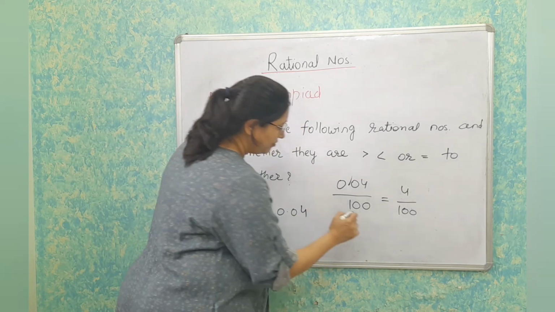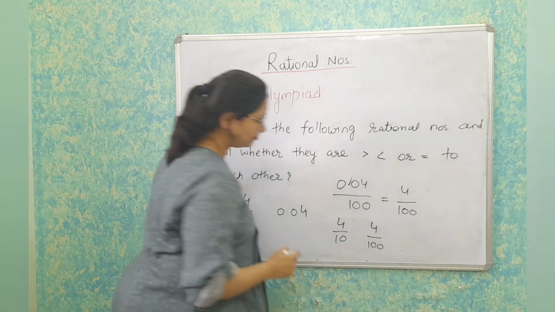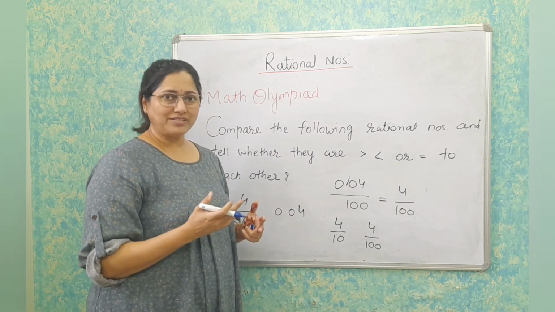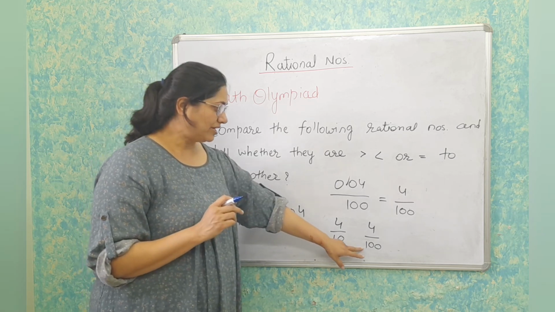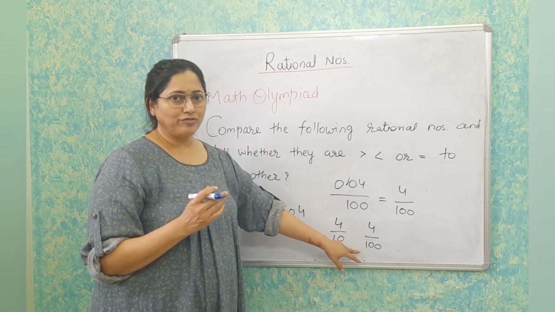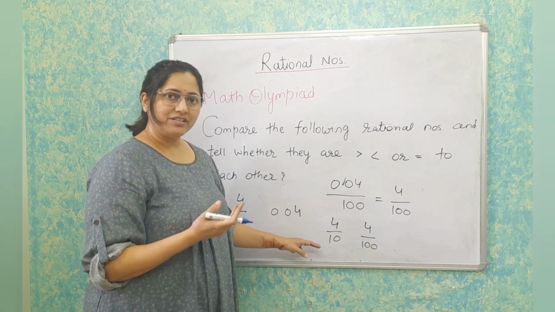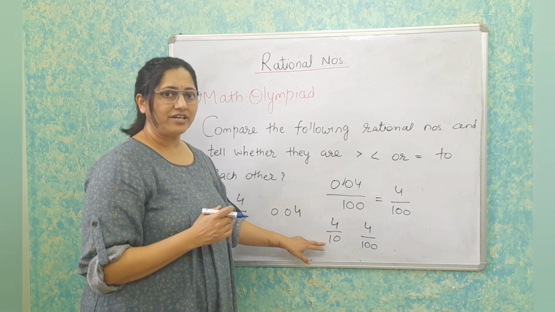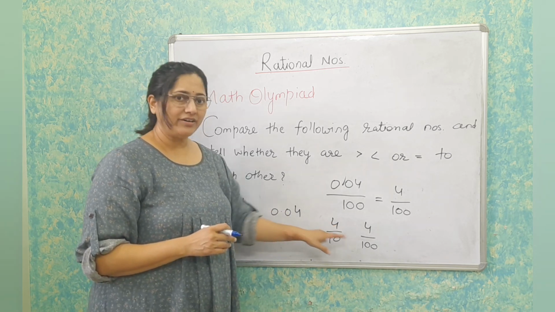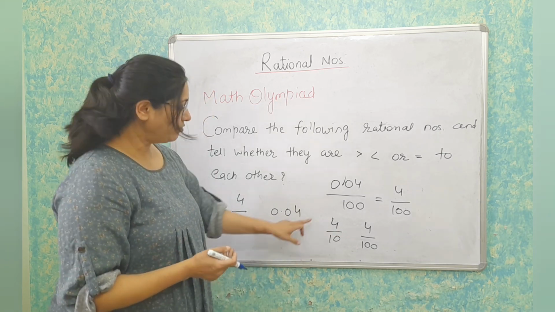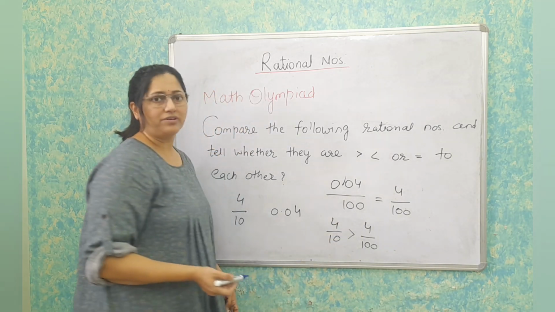Now I have to decide whether 4 upon 10 is greater or 4 upon 100 is greater. I think if I give you a simple example from your life, it is much easier for you to understand. If I have 100 chocolates and if I give you 4 out of them, then it will be represented as 4 upon 100. And in the second case, I just have 10 chocolates, and if I give you 4 out of them, which part would be greater? 4 out of 100 or 4 out of 10? So definitely 4 out of 10 will be greater. So we can say 4 upon 10 is greater than 4 upon 100.